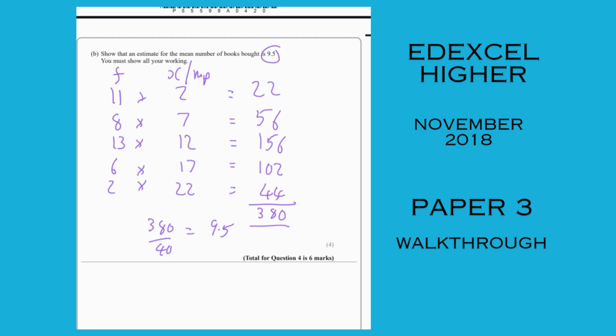12, 17 and 22. And your job is to multiply through: 22, 8 sevens are 56, 156, 102, 44, and your job is sigma fx. That means add up that column, we get 380, and the mean is 380 divided by 40, and you get the 9.5, which is what was asked for, because show means do.